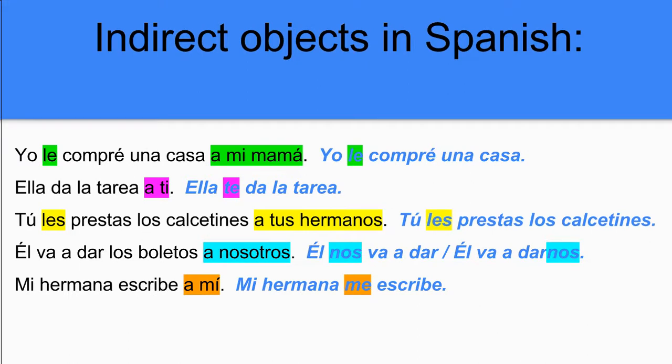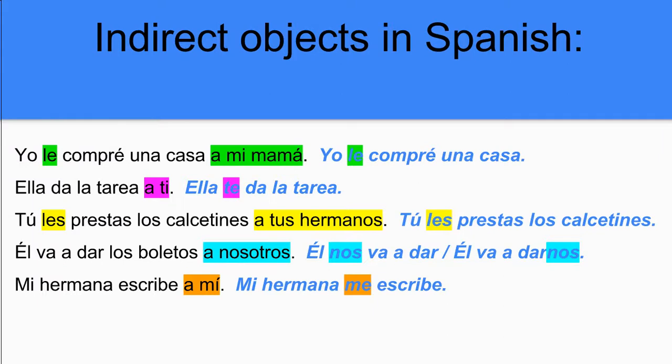In example 2, ella da la tarea a ti. Ella te da la tarea. Tú les prestas los calcetines a tus hermanos. So you lend your socks to your siblings. Les represents a tus hermanos. Él va a dar los boletos a nosotros. Él nos va a dar, or él va a darnos. And I just left the los boletos off this example so we had more space in the writing. Mi hermana escribe a mí. Mi hermana me escribe.